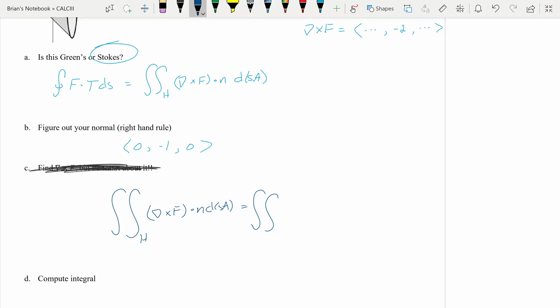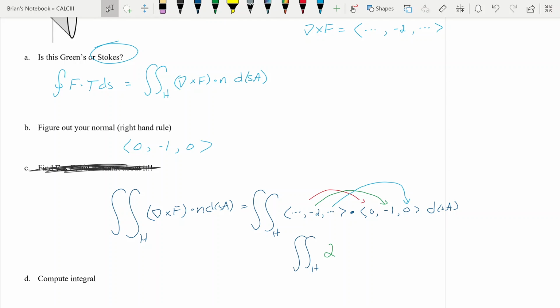So we'll have a region, and we'll save the bounds for that. Our del cross f was something, -2, something, dot, not times, dot, 0, -1, 0, dSA. So with the dot product, remember we just multiply each component. All that leaves us with is the middle term, so it'd be -2 times -1, so it'd be a 2 of our surface dSA.